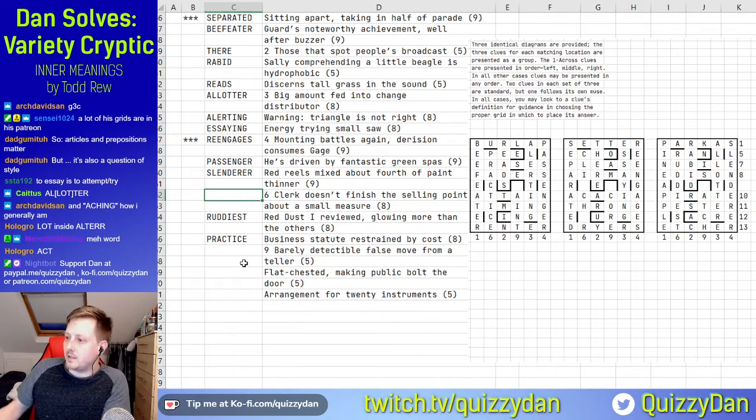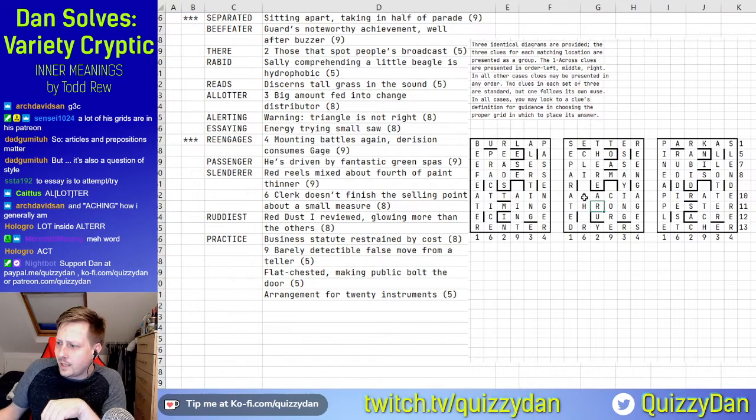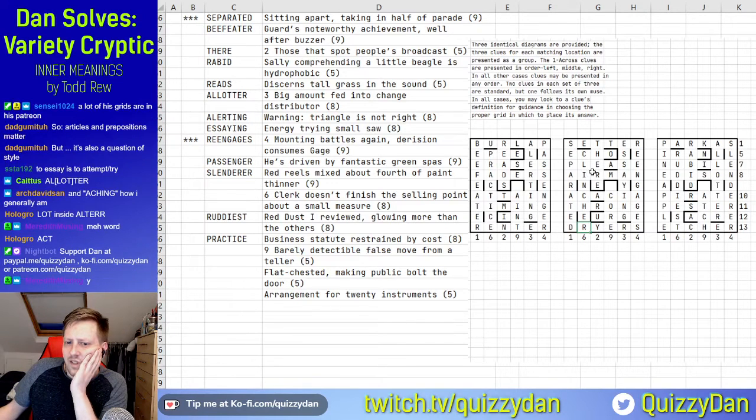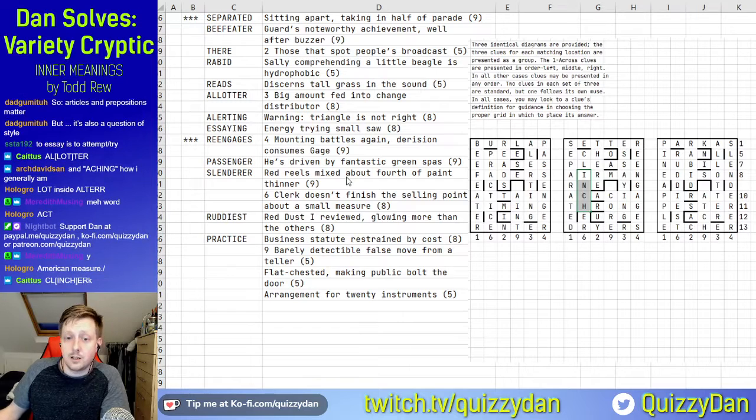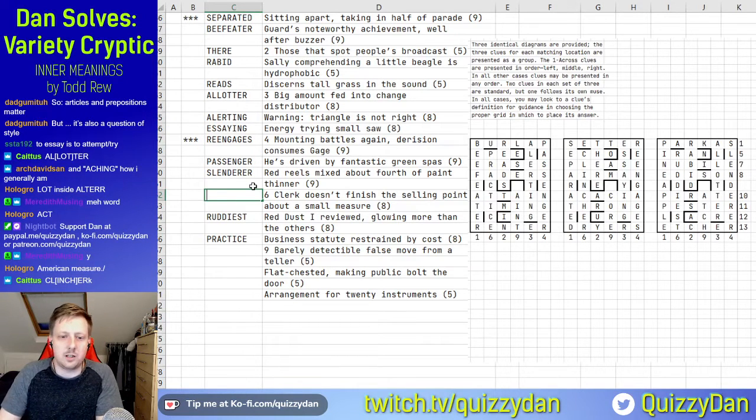And so this one is the middle one. Clark doesn't finish the selling point about a small measure. So it's got to be a selling point, which is a clincher. So Clark doesn't finish about a small measure. That's an inch. And so it's literally Clark. There you go. Clark about inch. But the Clark doesn't finish. So no K there. Okay.